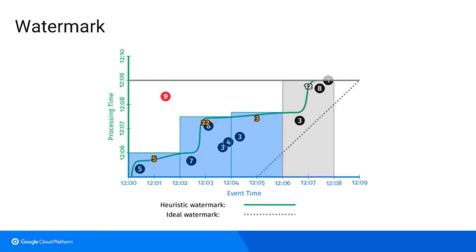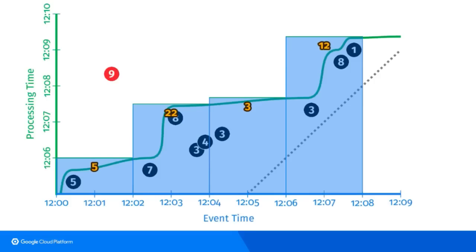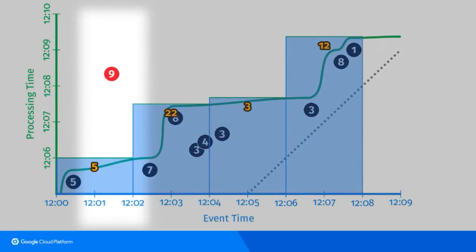Now, in this example, I'm doing some fixed window analysis. Notice that in the event time window of 1201 to 1202, there is an event of value 9, but it's been marked as red because it was processed way past the watermark. It was marked late. The question is, what do you do with late data? I'm going to talk a little bit more later about how to deal with late data, as well as how to trigger speculative results within a window.